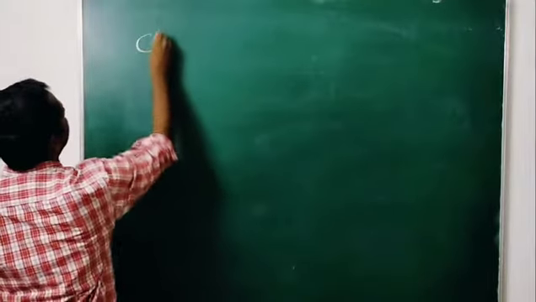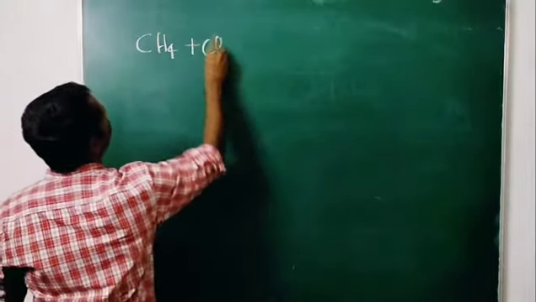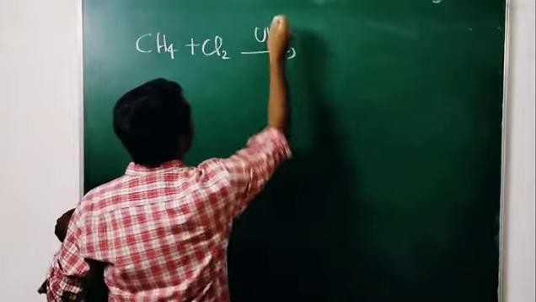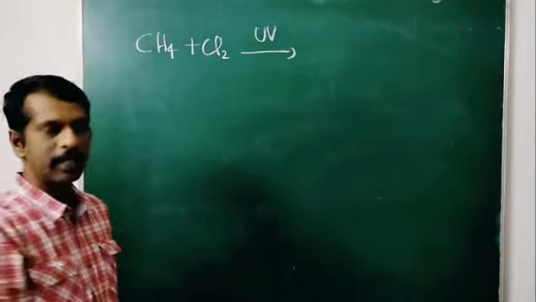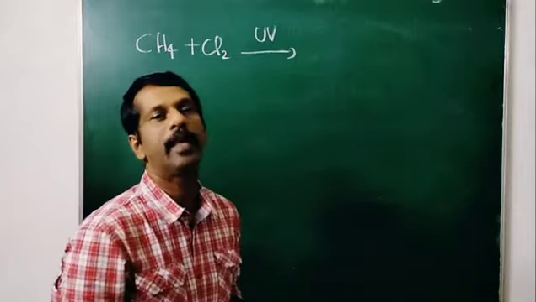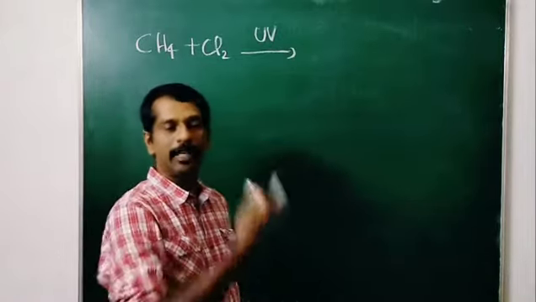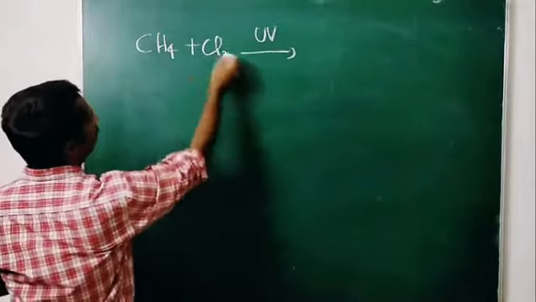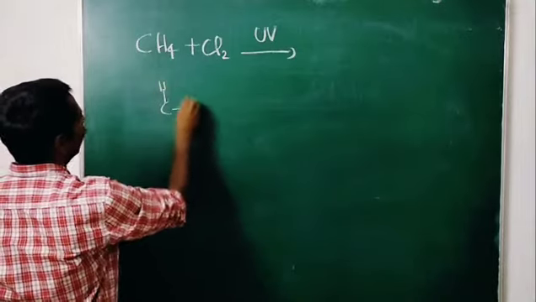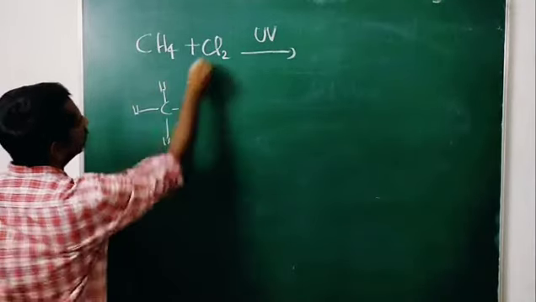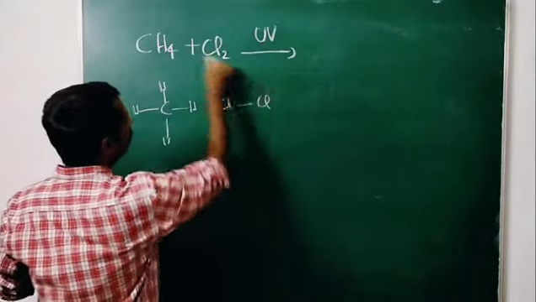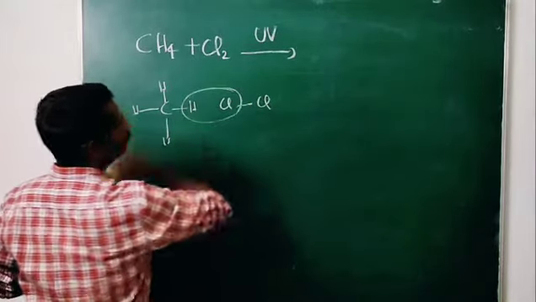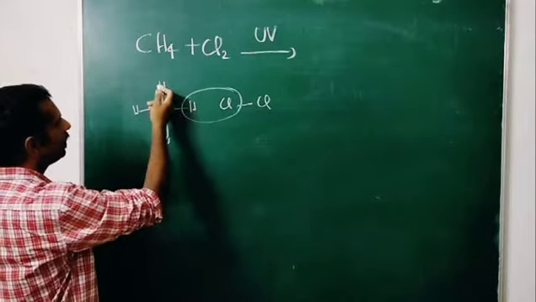For example, we take the alkane methane. Methane CH4 reacts with chlorine in presence of UV light. This is the example for a halogenation reaction of alkane. CH4 plus Cl2, and during this reaction HCl will be formed, with the remaining CH3Cl.